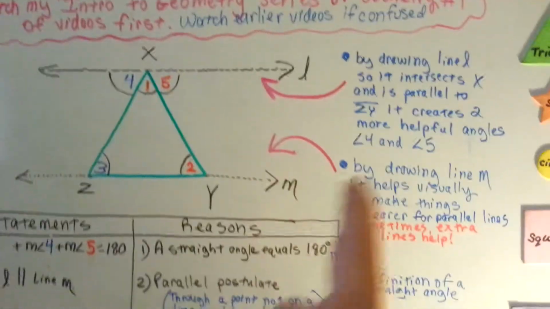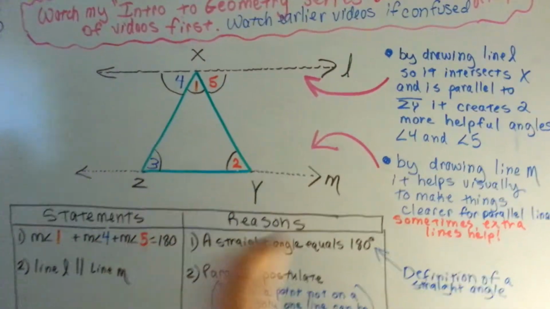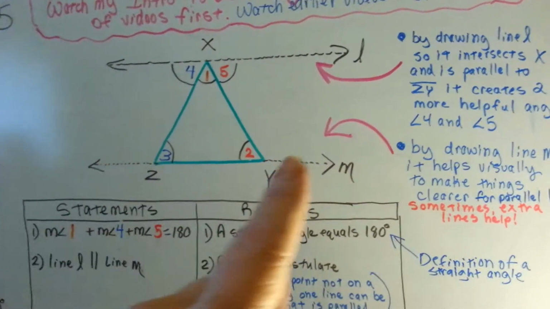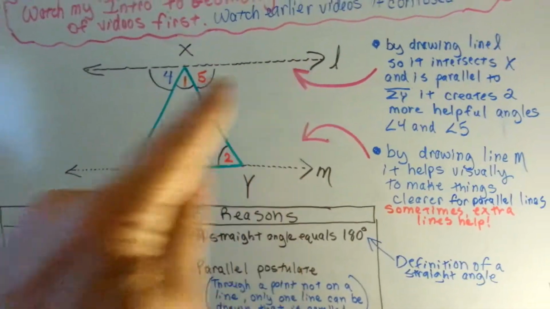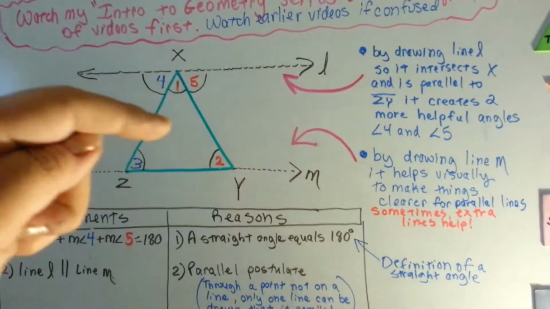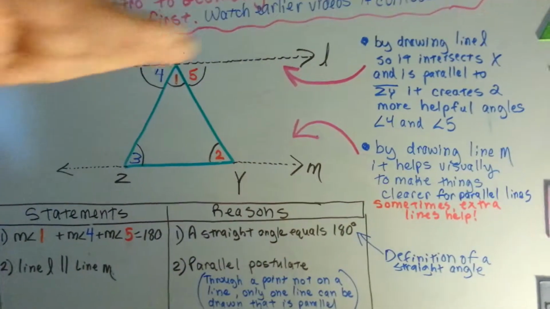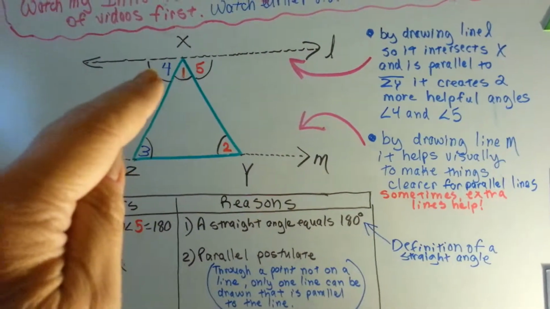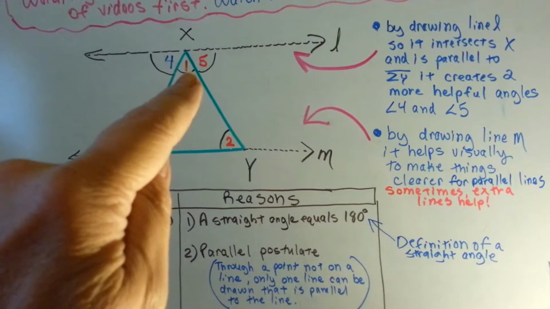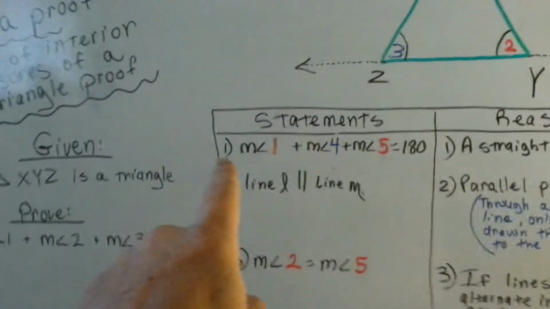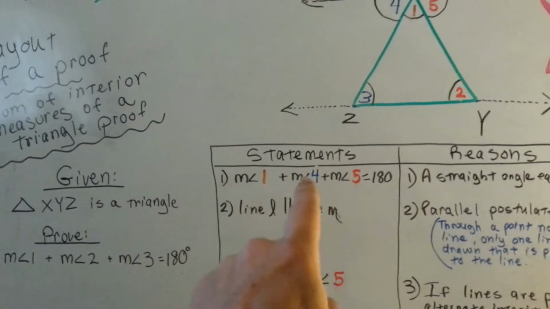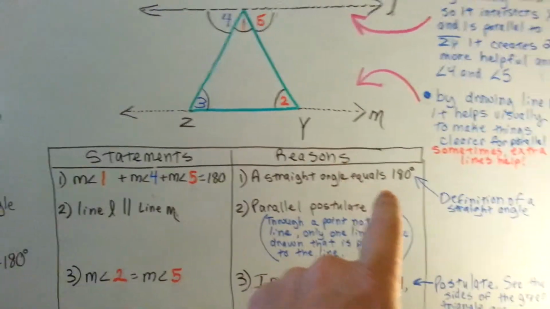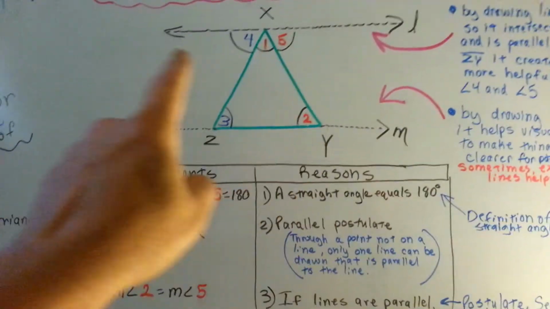The first thing I did was draw lines L and M to extend these angles. M is here to help line L. Line L was drawn first, and by doing that, I was able to make a straight angle. The whole point behind that is it creates angles 4 and 5 with angle 1. So our very first statement is that the measure of angles 1, 4, and 5 is 180 degrees, and our reason is that a straight angle equals 180 degrees. It's the definition of a straight angle.